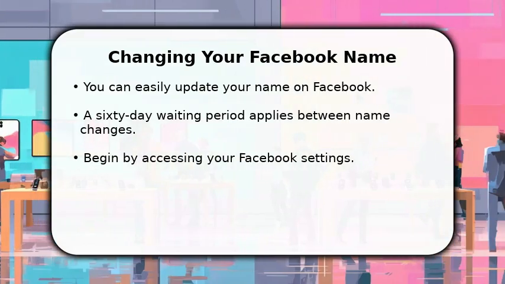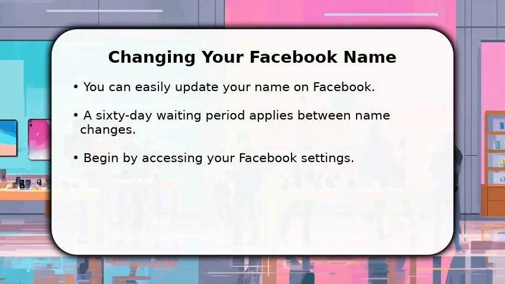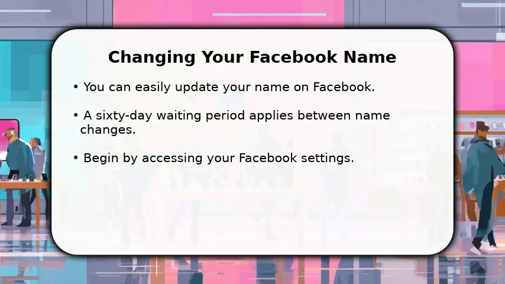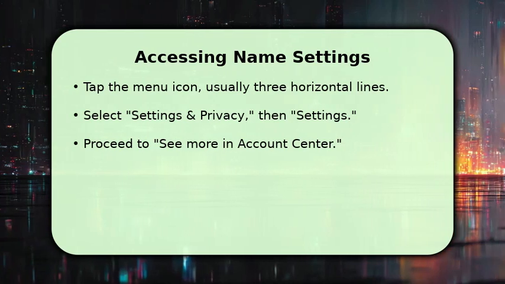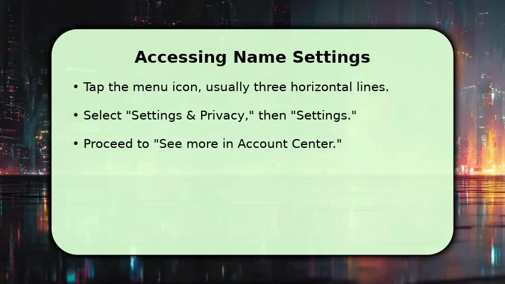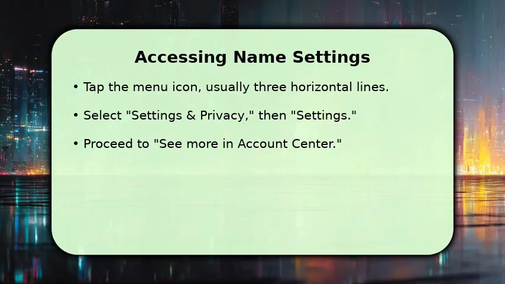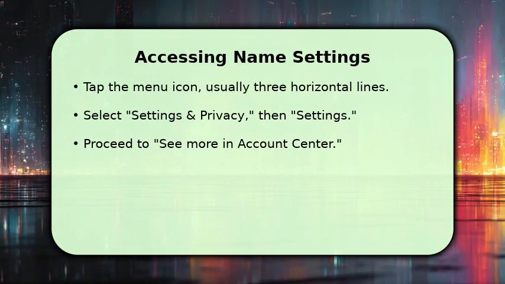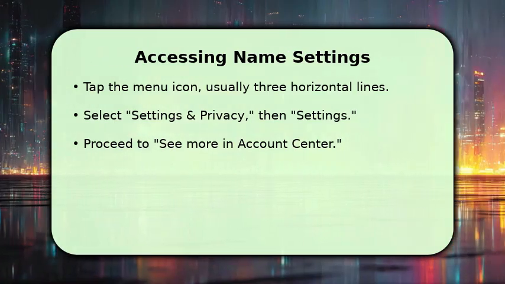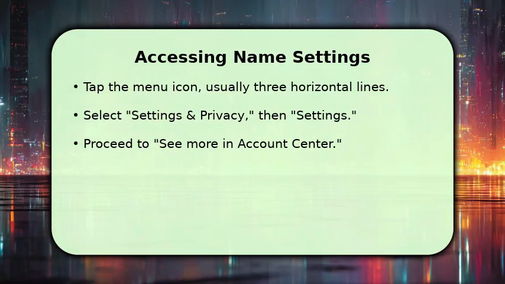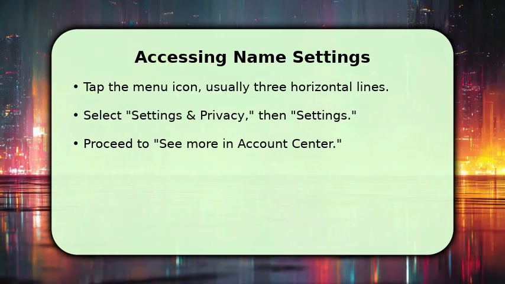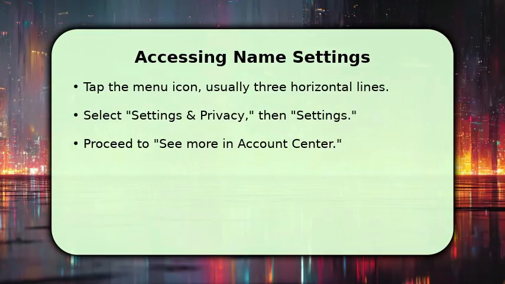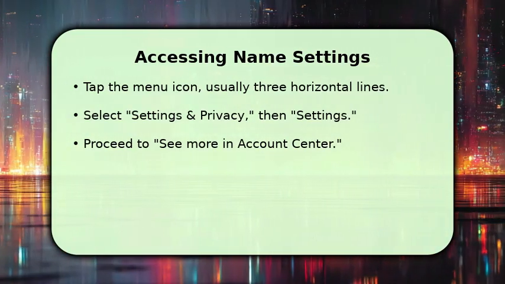To start, you'll need to navigate to your account settings, which is where all the magic happens for personalizing your profile. Once you're logged into Facebook, whether on your mobile device or desktop, locate the menu icon, typically represented by 3 horizontal lines. Tap on this, then scroll down to find and select Settings and Privacy, followed by Settings. From there, you'll see an option at the top that says See More in Account Center. This is your gateway to managing various aspects of your Meta accounts, including your Facebook profile name.